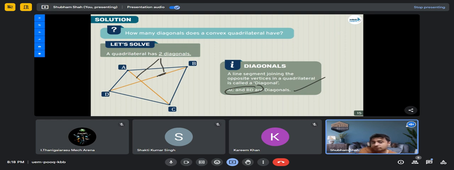What is the question? Completed. How many diagonals does a convex quadrilateral have? Two diagonals. Clear?